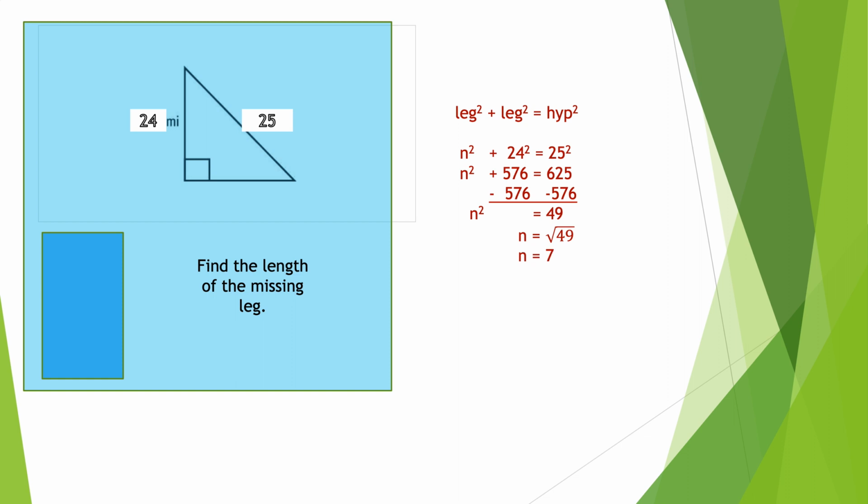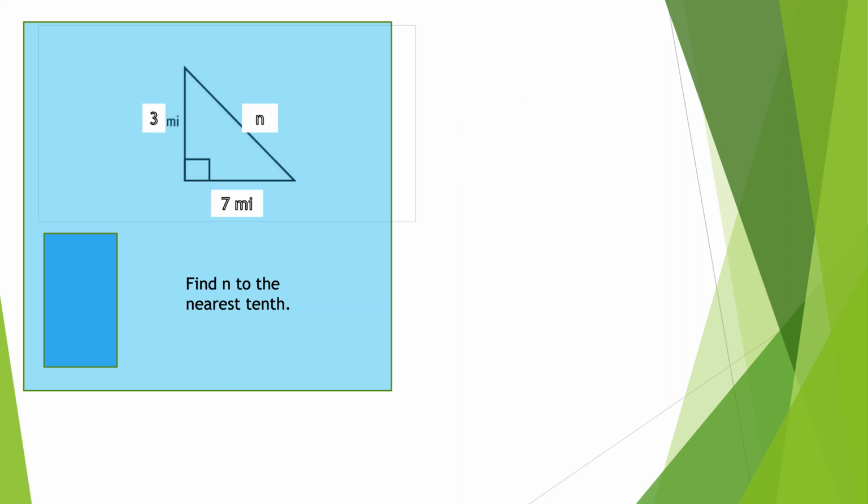Square root of 49 is 7, so the missing leg is 7. Now, just so coincidence that I changed the numbers here, this time find n to the nearest tenth, which they ask you for sometimes. That's a hint that the radical won't work out to be perfect. Go ahead, give it a shot.